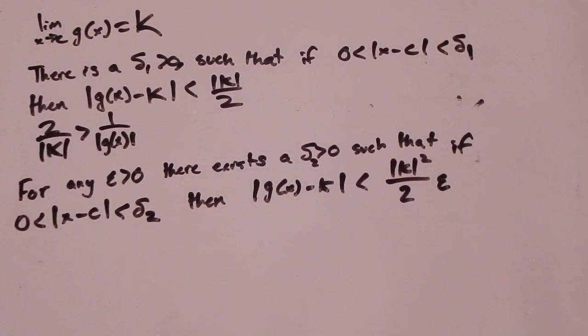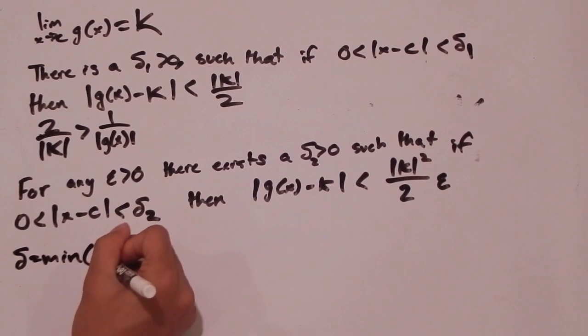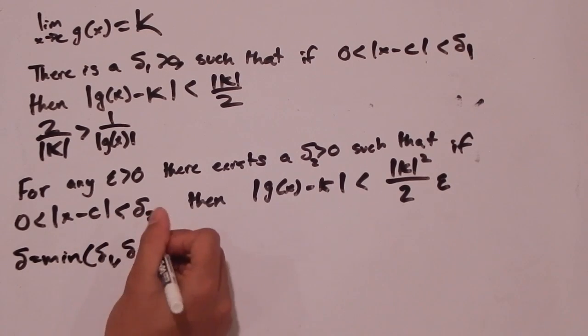And now we're going to do something we've been doing a lot before, and we're going to say that delta is equal to the minimum of delta 1 and delta 2, so the smaller of the two.